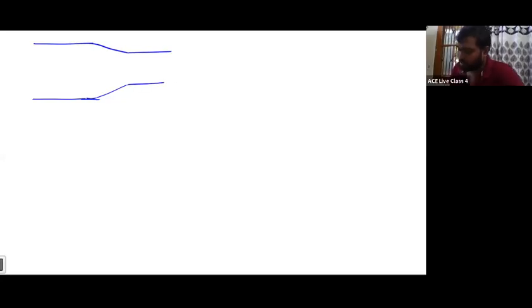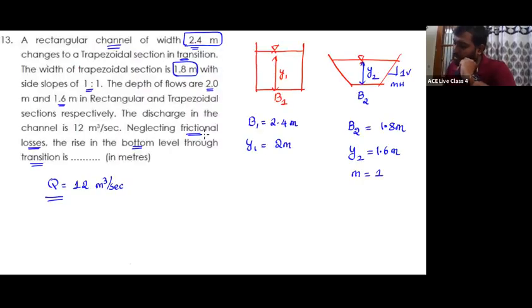Okay, so this is a plan view. This is B1 as 2.4 meters, which reduces to B2 as 1.8 meters. B1 is 2.4 meters and B2 is 1.8 meters. Now, what happens to the channel bed rise? I have mentioned clearly the channel bottom transition. What is the rise, right?